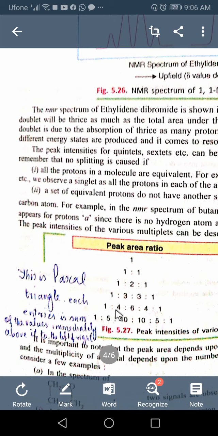Now in the next example, 1 is extended on this side, this 1 is taken on the external side. 4 plus 1 is equal to 5, 6 plus 4 is equal to 10, 4 plus 6 is equal to 10, 1 plus 4 is equal to 5. So the ratio is 1:5:10:10:5:1.